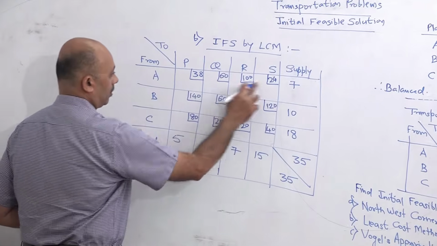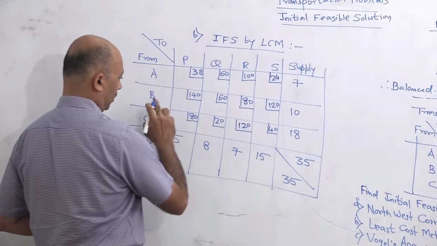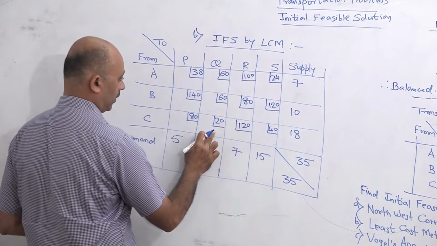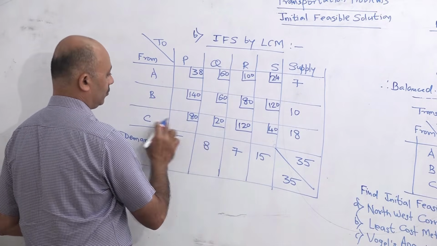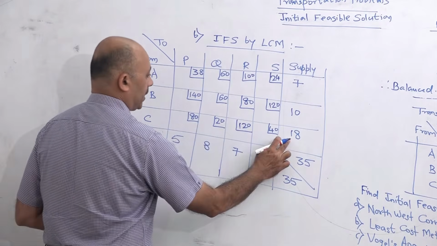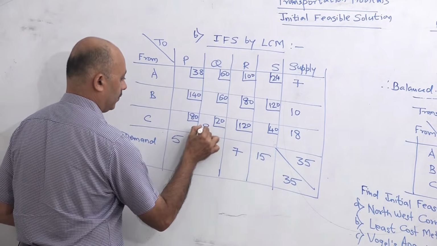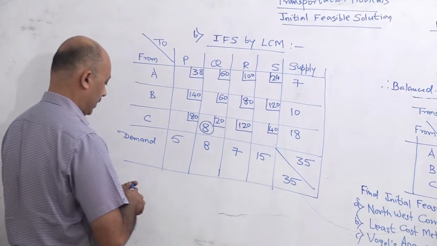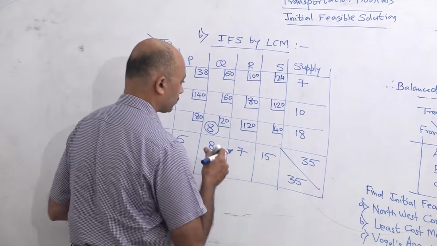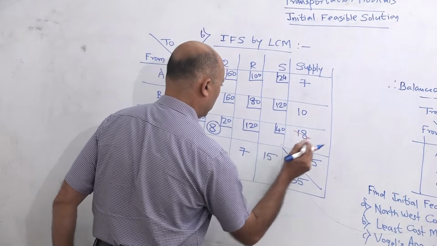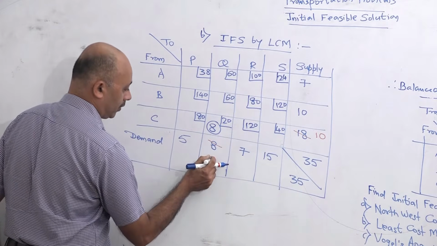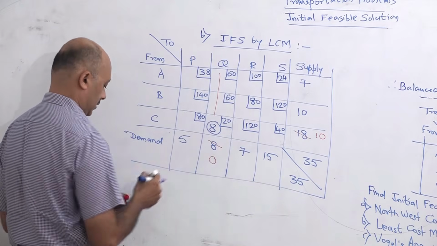So now if you compare all the values, we will see that the lowest cost is, here it is 24, here it is 60, here it is 20. So the lowest cost is 20, that is in CQ. So we will start allocation from CQ. Now here supply is 18 and demand is 8, so we will give 8 units. So now when we give 8 units here, the balance at C, out of 18 we have given 8, so the balance here will be 10, and at Q, out of 8 we have given all, so it is 0, so now Q will cancel.